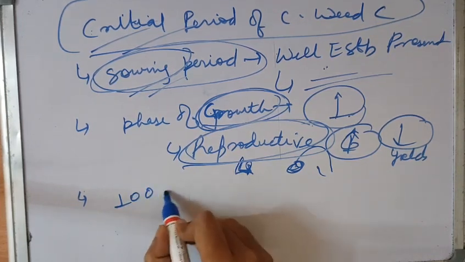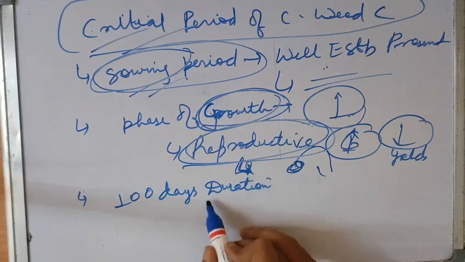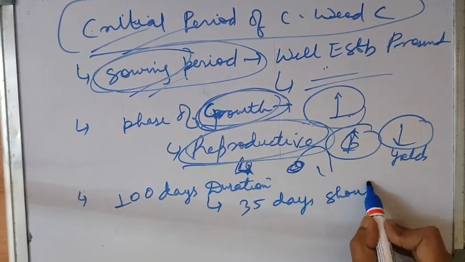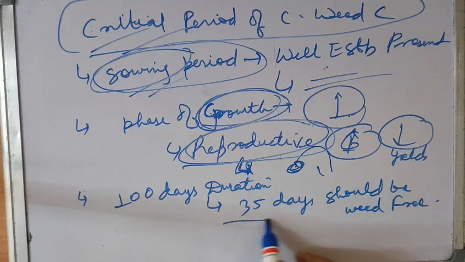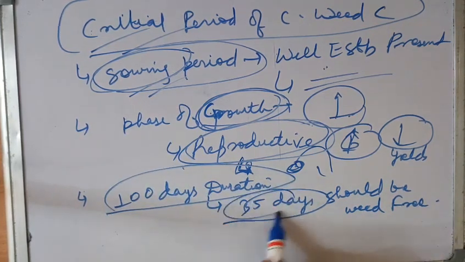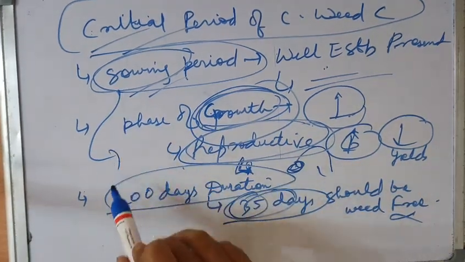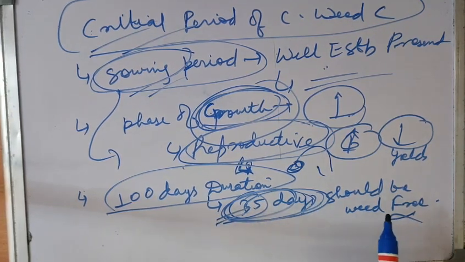Suppose a crop is of 100 days duration. So your first 35 days should be maintained weed free. If the first 35 days are not weed free, it is certainly going to affect the crop, because this is the growth phase, the phase where crops establish themselves. So we need to keep our fields free from weeds for the first 35 days in a crop of 100 days duration.